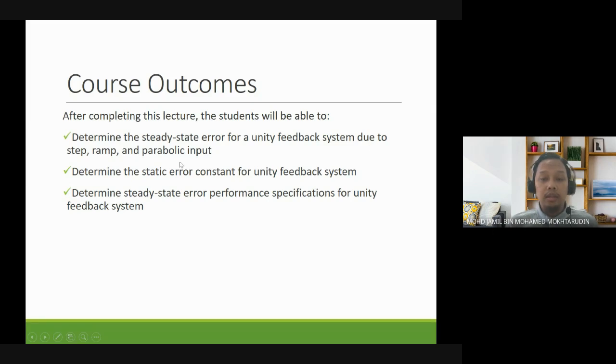when there's a step or ramp or parabolic input, and then determine the static error constant for unity feedback system, and lastly determine steady state error performance specification for unity feedback system. Okay, so please be reminded that we focus only on unity feedback system in this lecture.